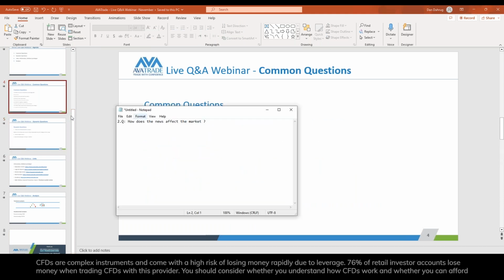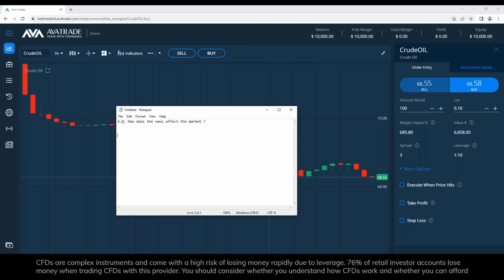Okay, so the question that I have left for the end: how does the news affect the market? Who knows how the news affects the market? Let's suppose yesterday the interest rate was increased. What do you think happened after the interest rate increased? Who knows what happened after the interest rate increased? What happened?